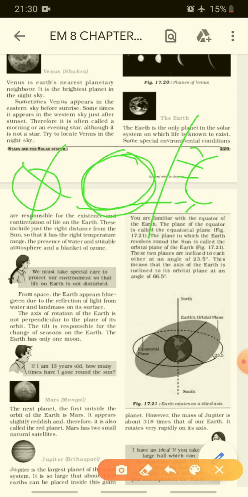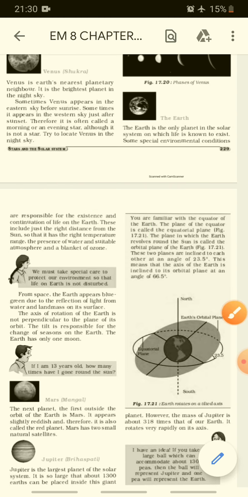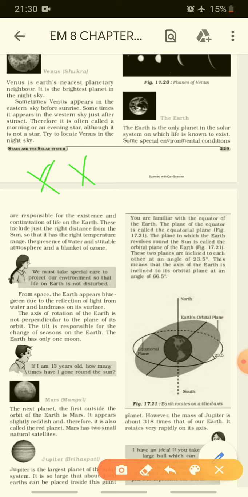The earth has only one moon. See, Venus and Mercury do not have a moon, but the earth has one moon.